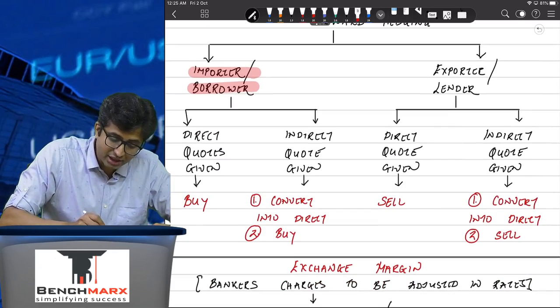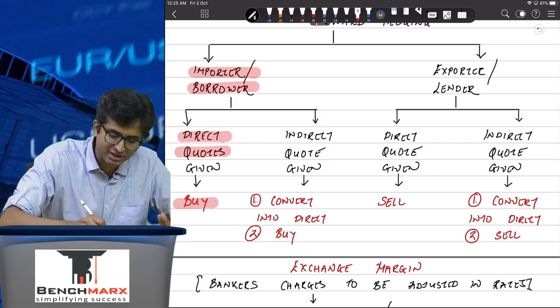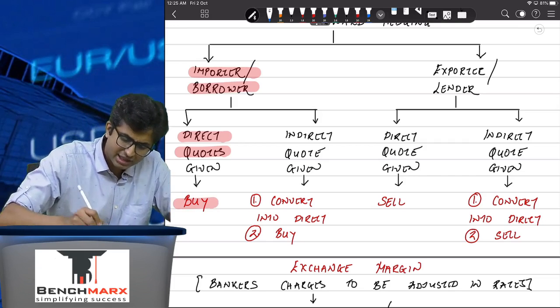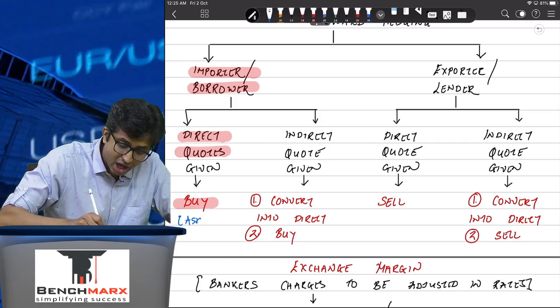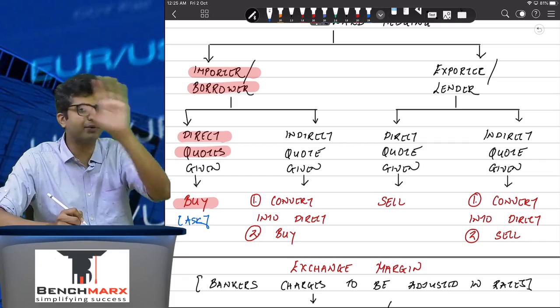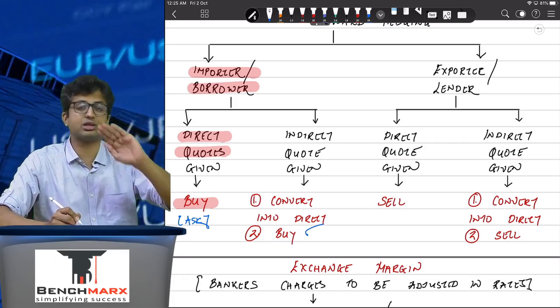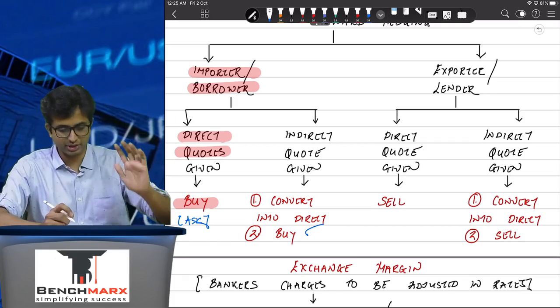So here, if the direct quotes are given in the question, we will directly say that we are going to buy the dollars, and if we are buying, the banker is selling. The banker usually sells at the ask rate. However, if the indirect quotes are given, it is advisable to convert them first into direct quotes and then apply the same rule. You will still buy, but this is after you convert it into direct quotes.